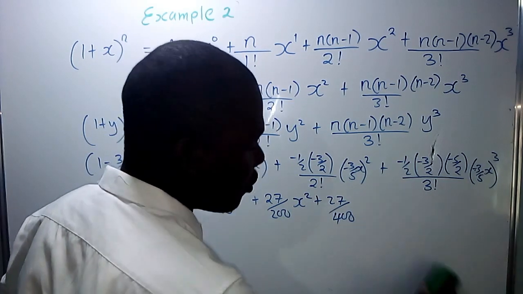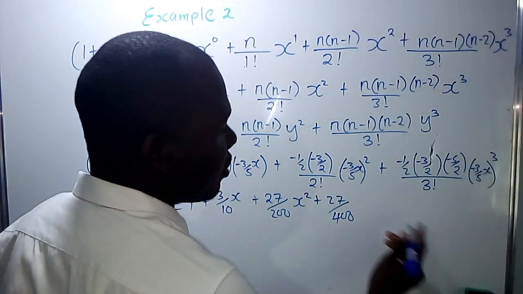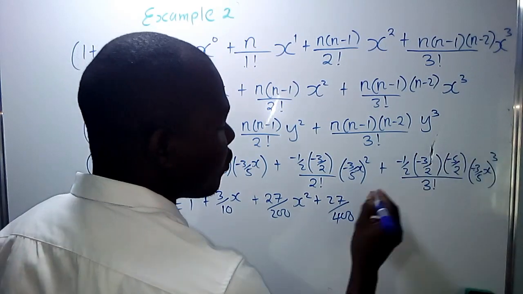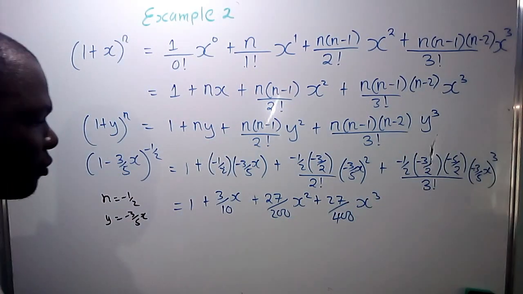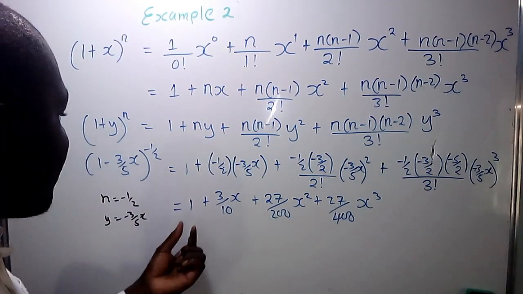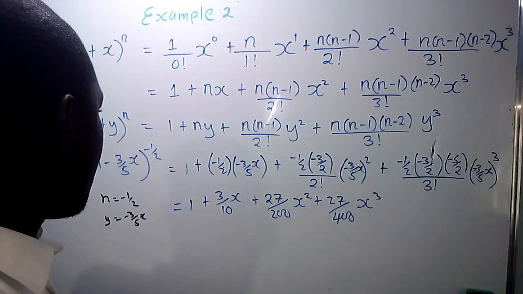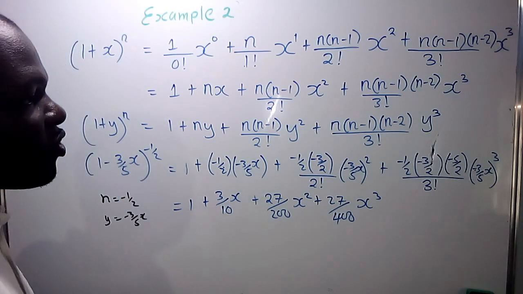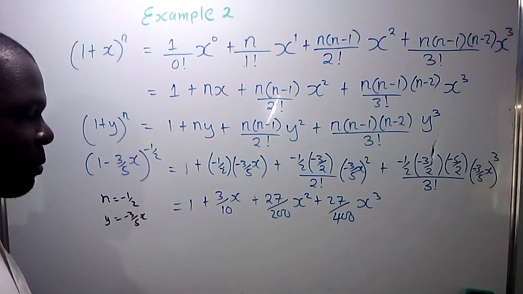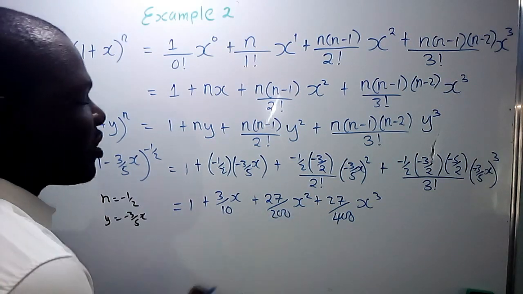So you use your own methodology in algebra to simplify that. Then x is also raised to power 3. So these are the first 4 terms of this binomial expansion, and that is what we were told to determine. So we've determined the first 4 terms of this expansion.